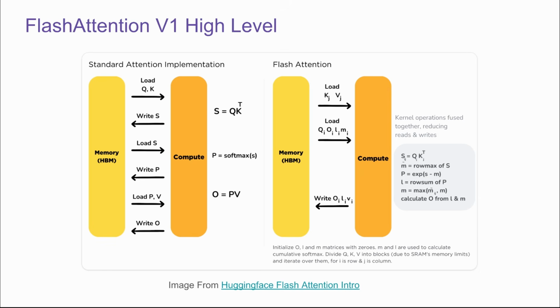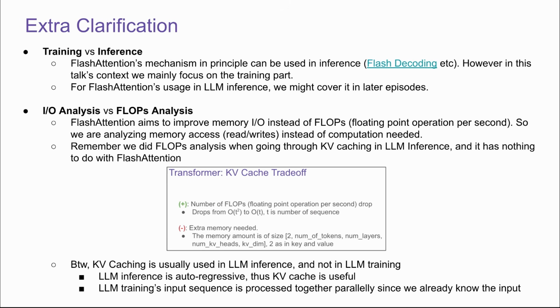Before we dive into the details of FlashAttention, I would like to clarify a few things briefly and then provide some extra context to help us understand the content later. First, I want to clarify between training and inference. FlashAttention's mechanism in principle can be used in both training and inference. However, in this talk, the context is mainly focusing on the training part. And on the inference part, for example, flash decoding, we might cover it in later episodes.